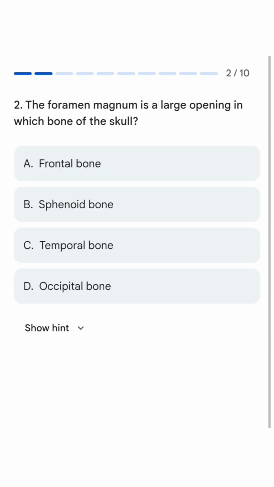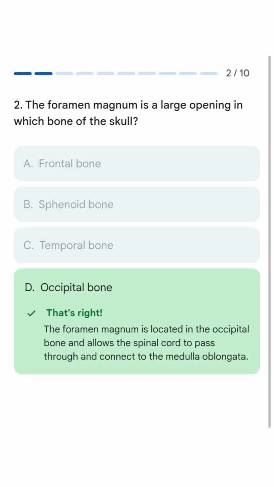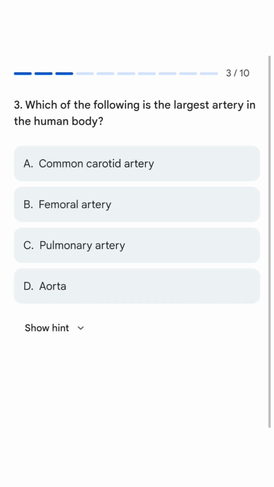Next question. The foramen magnum is a large opening in which bone of the skull? Answers are frontal bone, sphenoid bone, temporal bone, and occipital bone. Think about the bone at the posterior and inferior part of the skull. The foramen magnum is located in the occipital bone and allows the spinal cord to pass through and connect to the medulla oblongata.